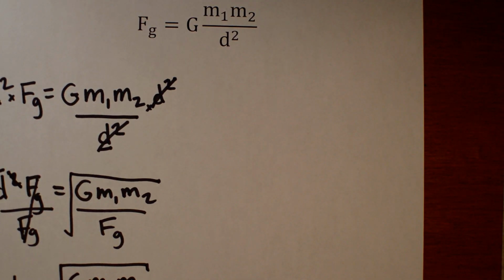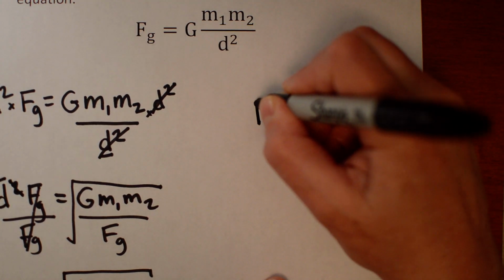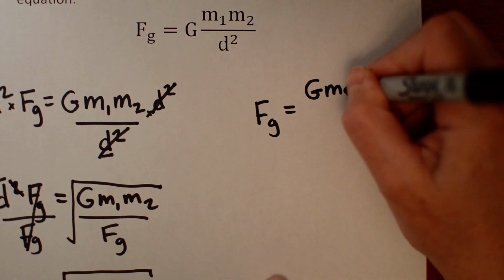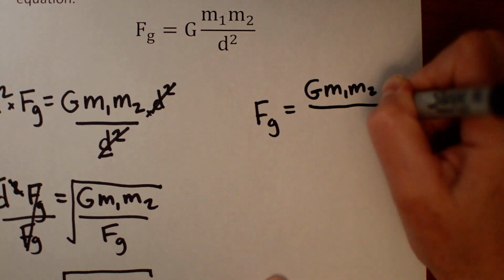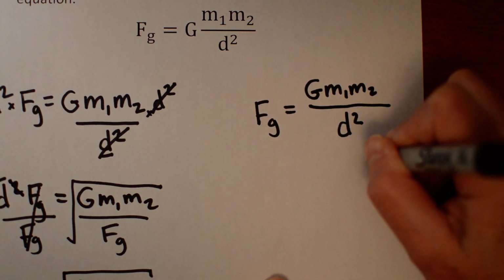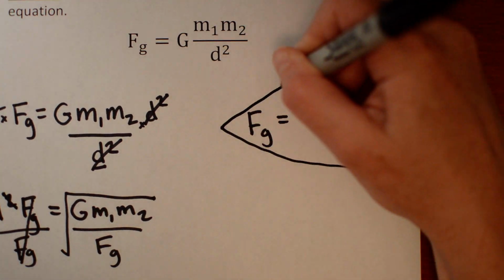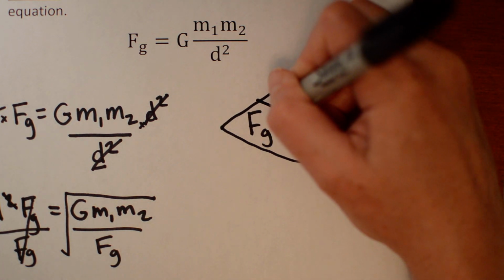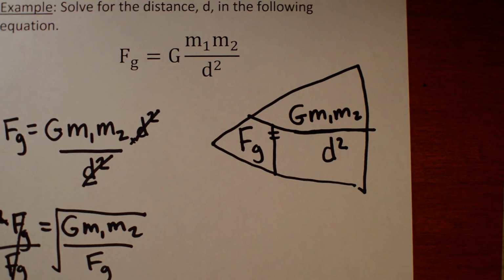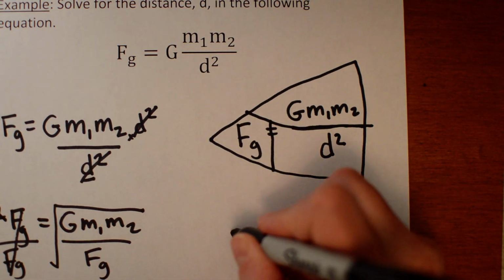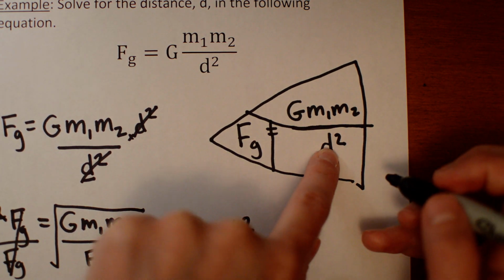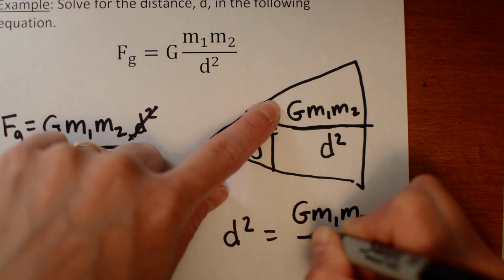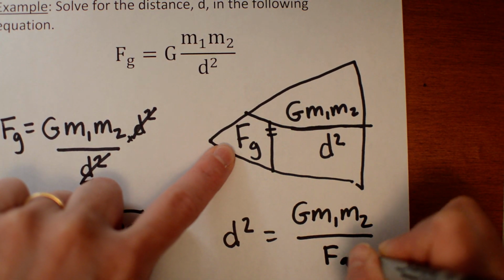Just to show you what this would look like with your triangle, you could write it like this. Force of gravity is G, it's on the top, just write them up with the masses here, divided by d squared. And put this all inside that cool triangle we talked about. Draw that fraction bar extended over the equal sign, draw your line down through the equal sign. And then d squared, so that's the variable in the bottom here, is going to be everything on top, G mass 1 mass 2, divided by your force of gravity right here.